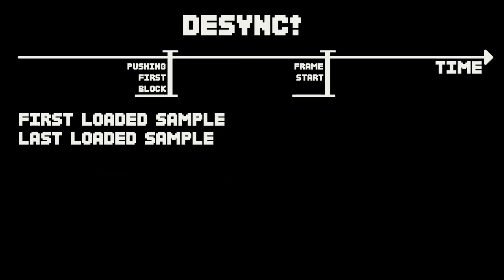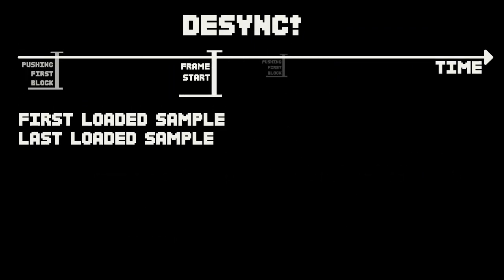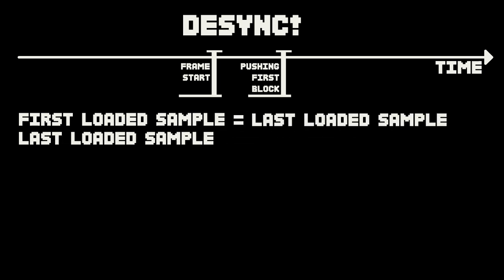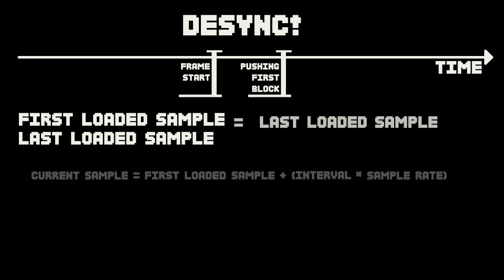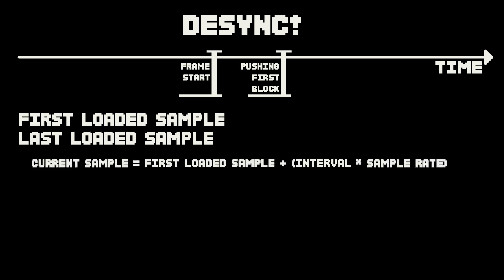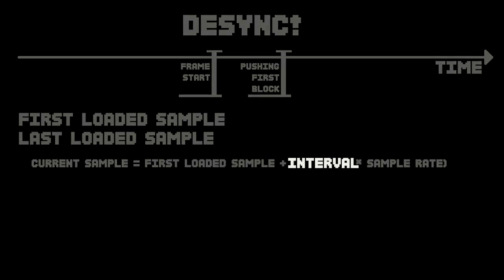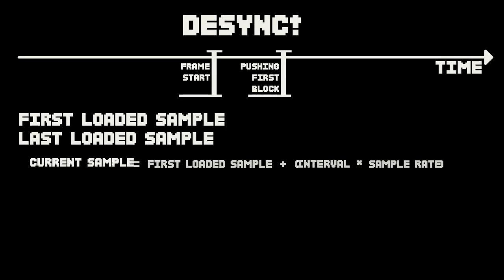In this case, after writing a new block, I create a new timestamp for the first loaded block and change the first loaded sample value to the last loaded sample. This way, when checking which sample is playing, it's going to use the new timestamp and append the first loaded sample value to the result to compensate for the sample loss.